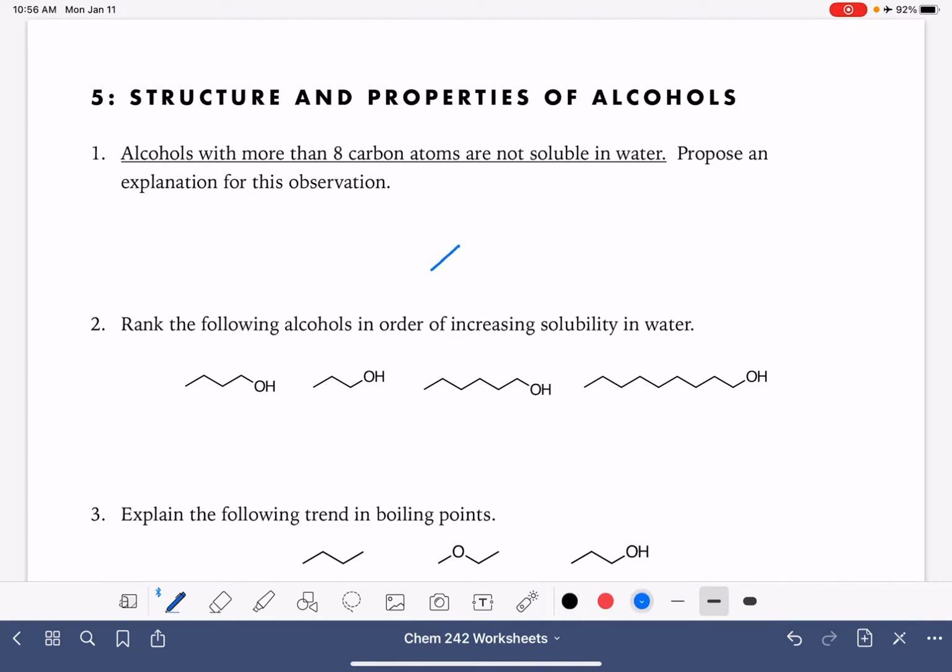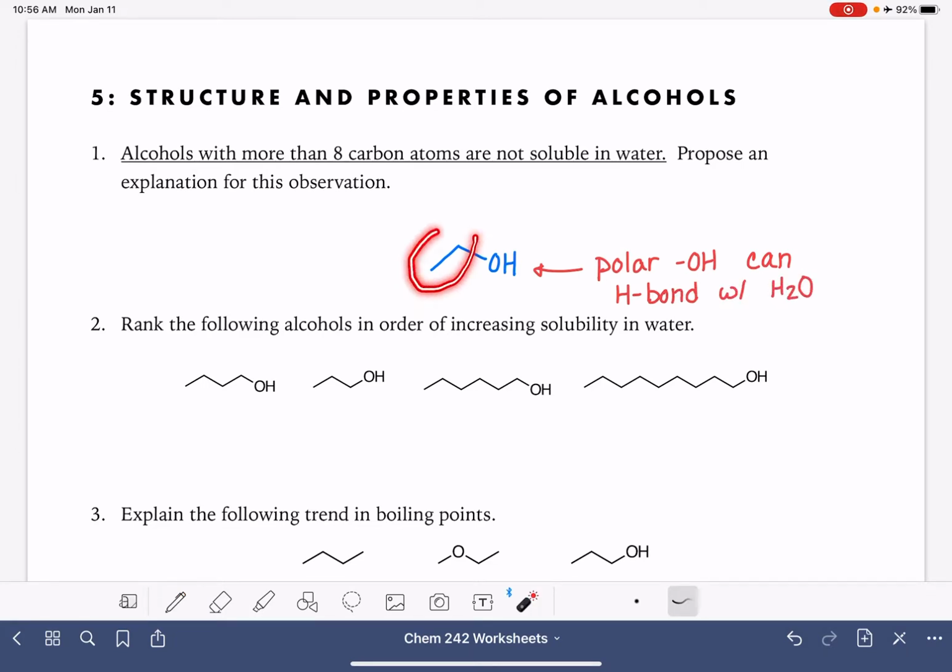Let's begin by drawing a small alcohol, this little 2-carbon alcohol right here. This alcohol is soluble in water. The reason that it's soluble in water is because it has this polar OH group at the end of the molecule, and that polar OH group can hydrogen bond with water. This makes it soluble in water. Even though there are 2 carbon atoms, which are nonpolar, the very polar OH group kind of drags these 2 carbon atoms into the water solution and allows it to dissolve.